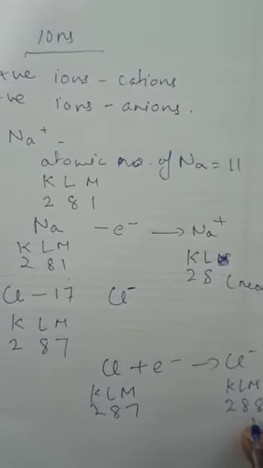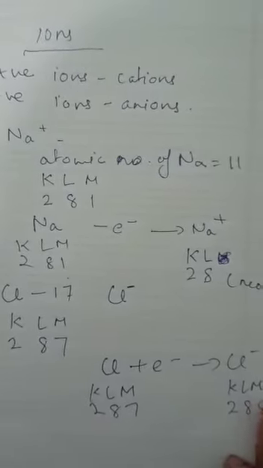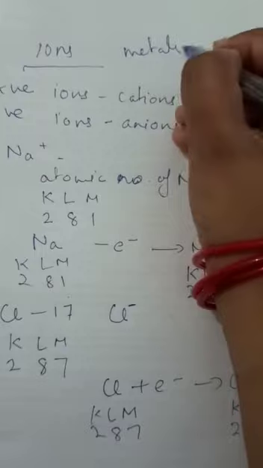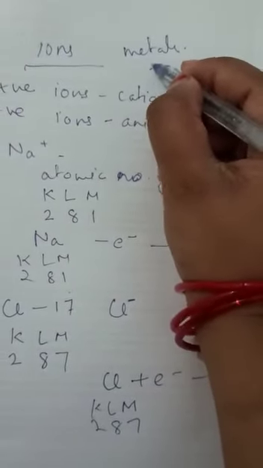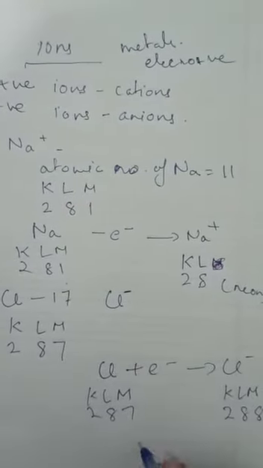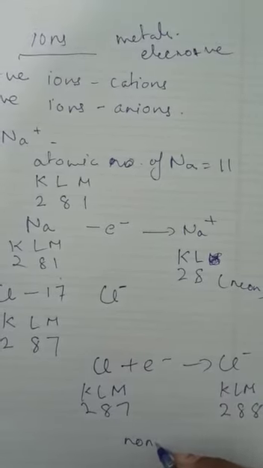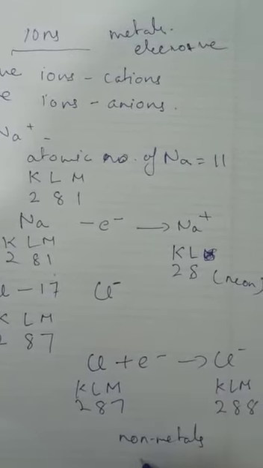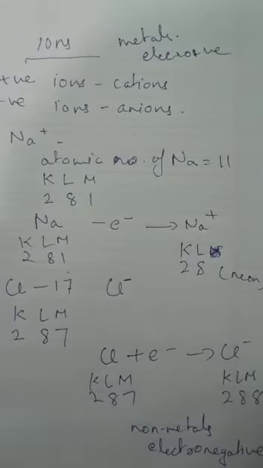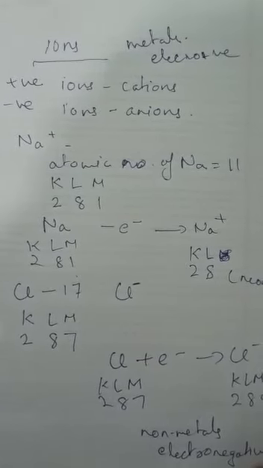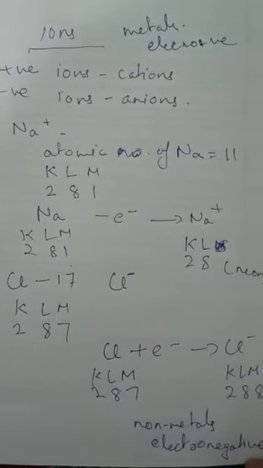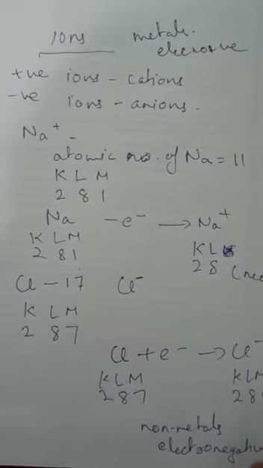The basic idea behind the gaining or losing of electrons is this. As we are studying metals and non-metals, one thing you have to keep in mind is that metals are electropositive in nature, and non-metals are electronegative in nature. You can also say that metals are electron donors and non-metals are electron acceptors.